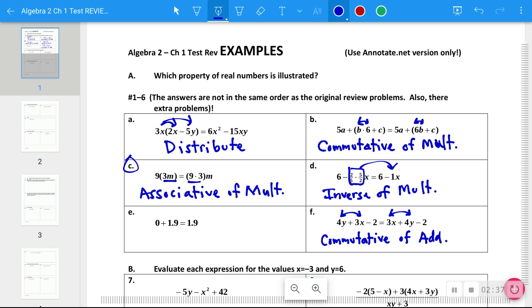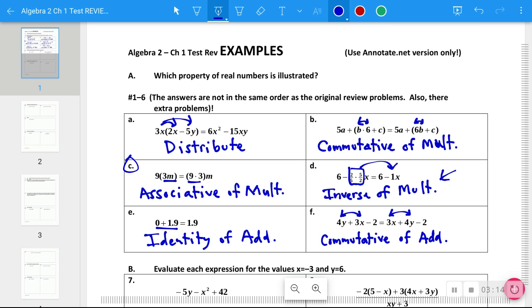And the final one here, adding 0 to a number gives the identical number back. That's the identity property for addition. The multiplication version of that would be multiplying by 1 gives your identical number back. And I forgot to mention this one over here. The inverse for addition, unlike this one where you're multiplying reciprocals to get 1, inverse for addition is when you add opposites like 6 and negative 6 and you get 0.